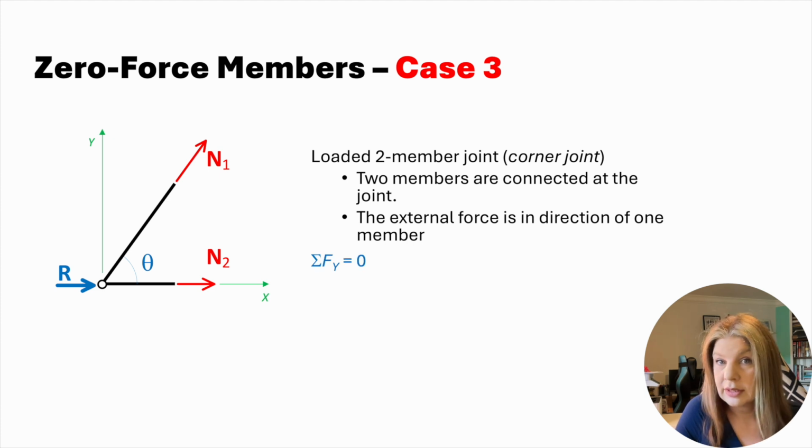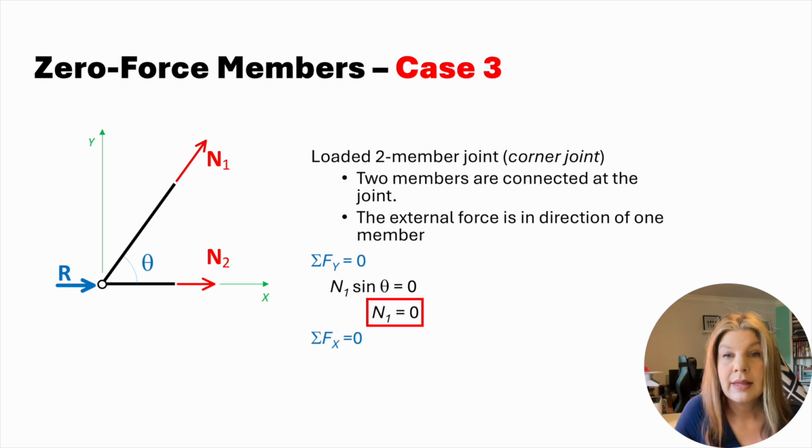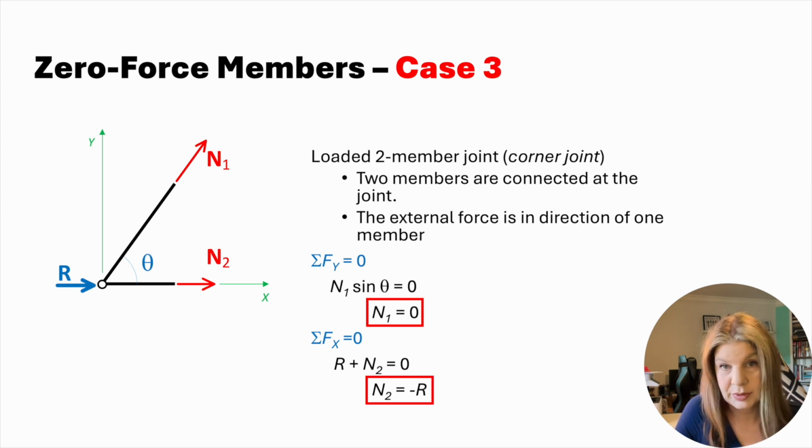So according to this, if I do sum of forces in the y direction, I will find out that N1, or the component of N1, equals 0, and therefore it's out of the equation for the sum of forces in the x direction. I'll only have the reaction force or the external force and N2, so I'll be able to tell that they're equal and opposite. Once again, it doesn't matter what angle theta is. As you can see here, the main thing is that the member that is not collinear has a component in the perpendicular direction and therefore has to equal 0.